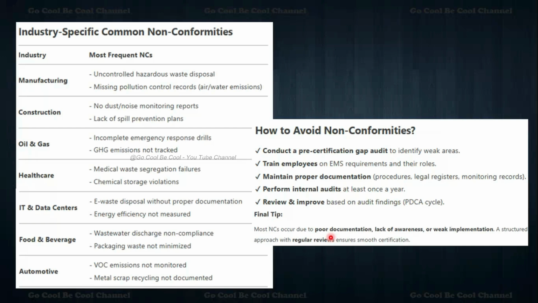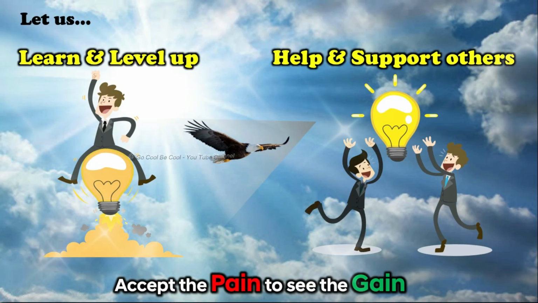So you have to study a lot of areas, a lot of abnormalities. Generally NCs as far as the industry is concerned, and then the most common top 10 NCs in this world. So accordingly, we can pick up a lot of things in this world itself. So finally, let's learn and level up ourselves, and let us help and support others. So without pain there is no gain.